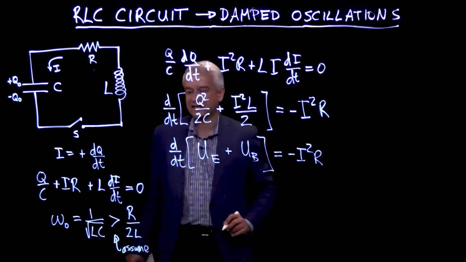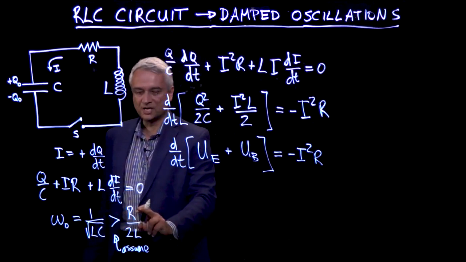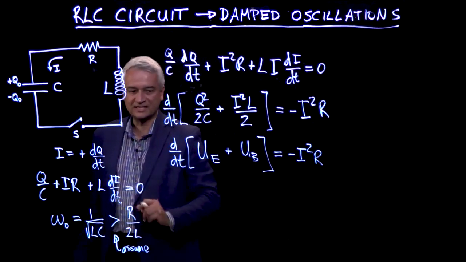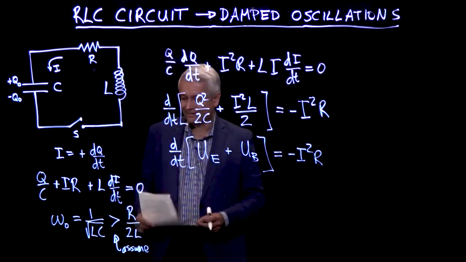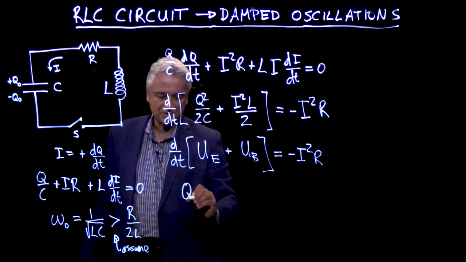And if I assume that r is not too big, this is a statement that r is not too big. If r is small enough, this is going to be satisfied. And I claim that if I make this assumption, then here's my solution.